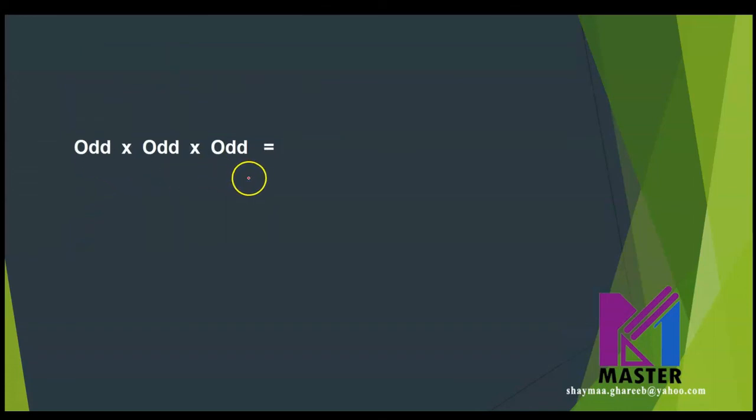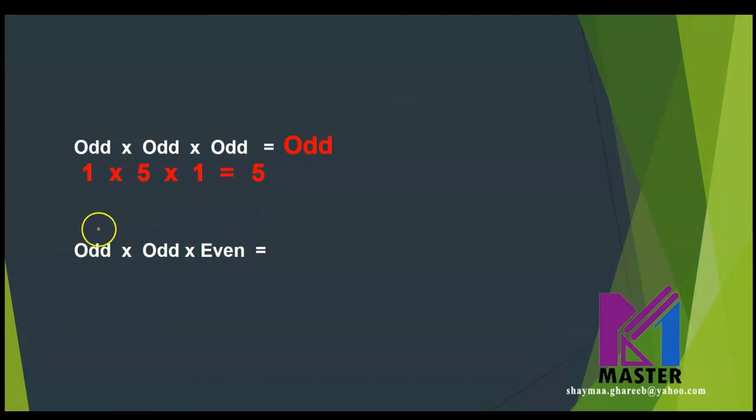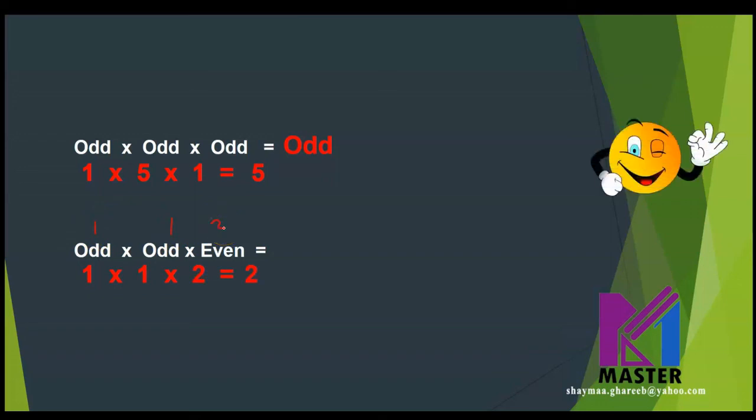Now, odd times odd times odd. 1 times 1 times 1. 1 times 1 equals 1. 1 times 1 equals 1. Then the answer will be odd. And we are going to do the same with the second one. Odd times even, I can say 1 times 1 times 2. So the answer will be 2, which is even.